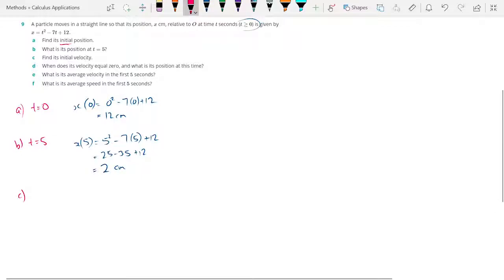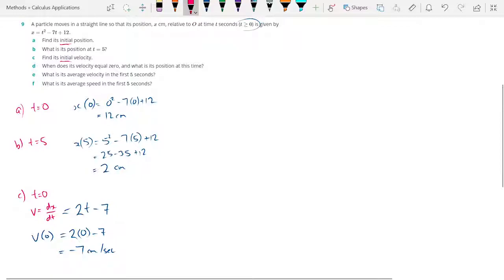Part C says find its initial velocity. So initial, again, t equals 0, and this time we're trying to find its velocity, not its position. So velocity is the change in distance over the change in time, or dx/dt, the derivative of the x formula. So we differentiate our original equation and we'll get 2t minus 7, and initially that would mean that t is 0, so v at 0 is equal to negative 7 centimeters per second.